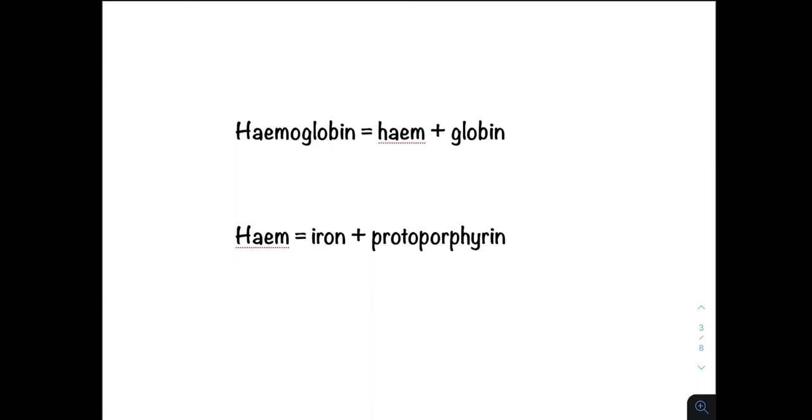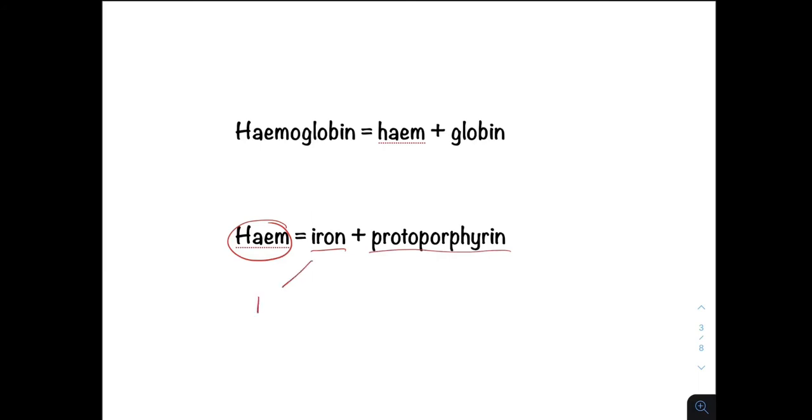And remember, we said that hemoglobin is composed of heme plus globin, and the heme component is composed of iron and protoporphyrin. So using the TAILS mnemonic, let us derive the causes of microcytic anemia from this basic understanding of hemoglobin biochemistry. So let's start with heme. So again, this is composed of iron and protoporphyrin.